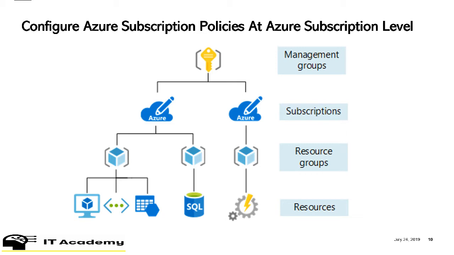So it's important to remember that Azure policies can be applied at the subscription level, at the resource group level. They can even be applied at the management group level as well. What we need to do is to determine where we should be assigning the policy for optimal use, and that's about the scope of what needs to be controlled.